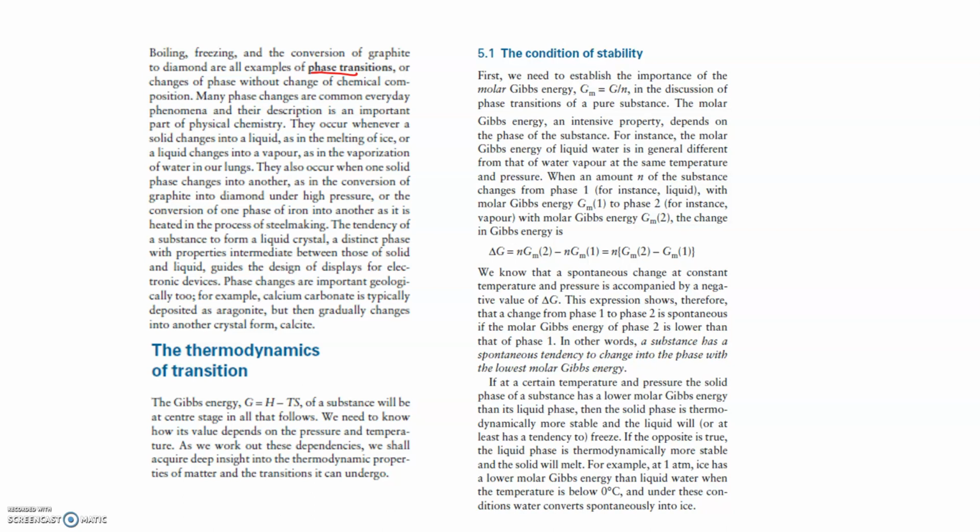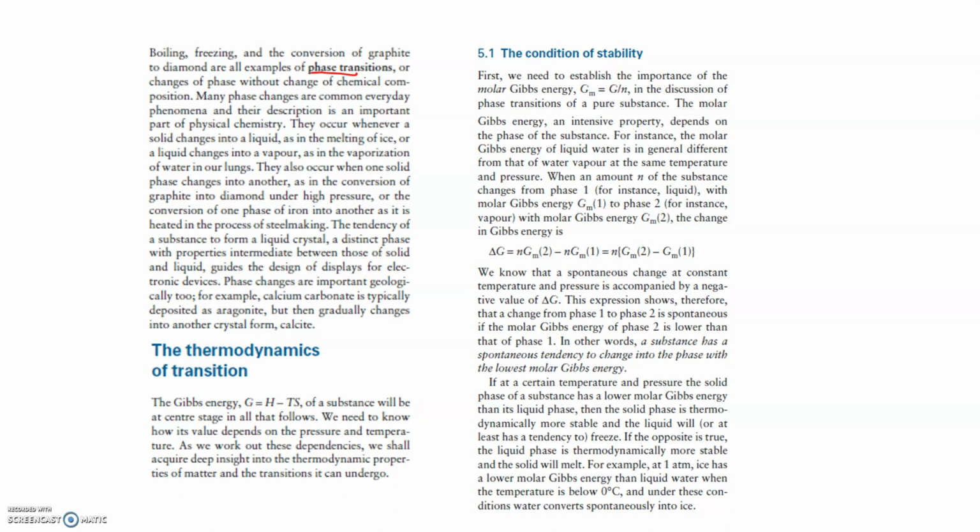The tendency of a substance to form a liquid crystal, for example, a distinct phase with properties intermediate between those of solid and liquid, guides the design of displays for electronic devices. Phase changes are important geologically as well. For example, calcium carbonate is typically deposited as aragonite, but gradually changes into another crystal form, calcite.